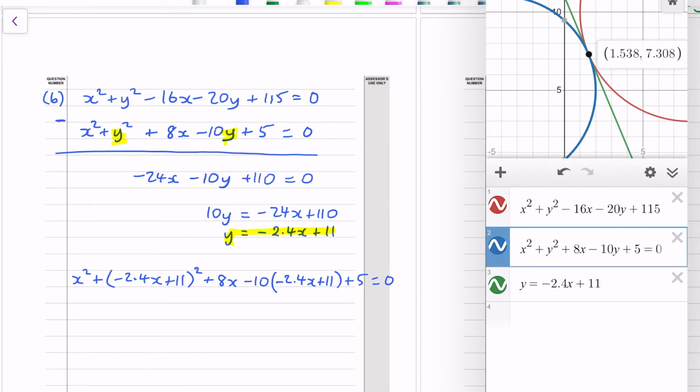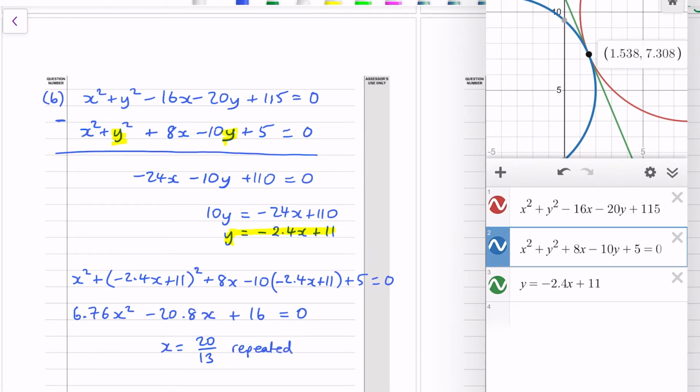Okay, and if I expand all this stuff out, get 6.76 x squared minus 20.8 x plus 16 equals 0. I hope that's right. I'll just check it. You'll know it's right because if you solve this quadratic on your calculator, it gives you one solution, and it does. It gives me x equals 20 over 13 repeated.